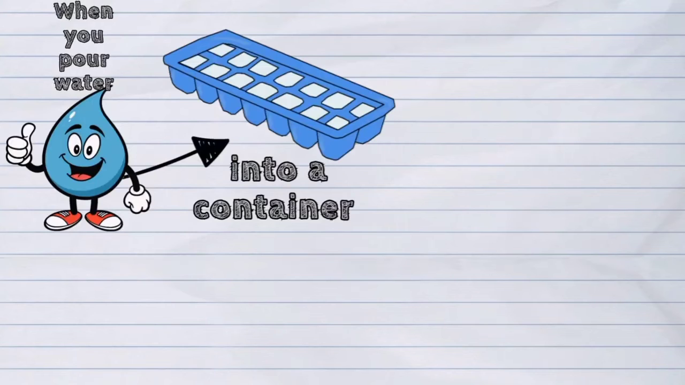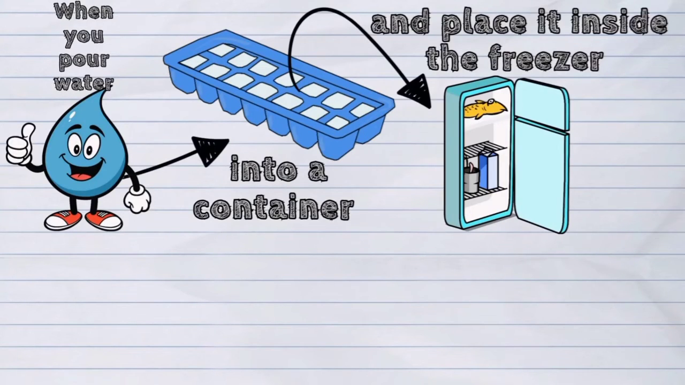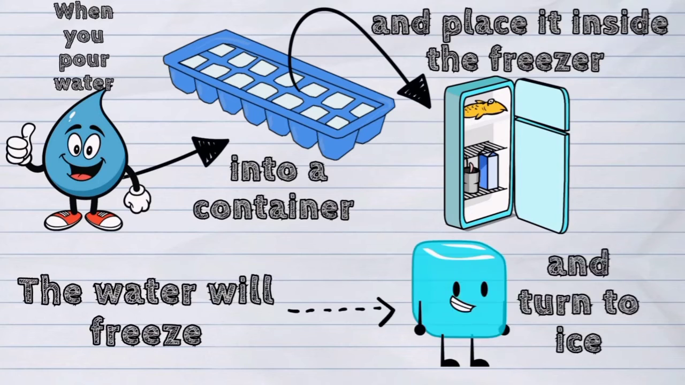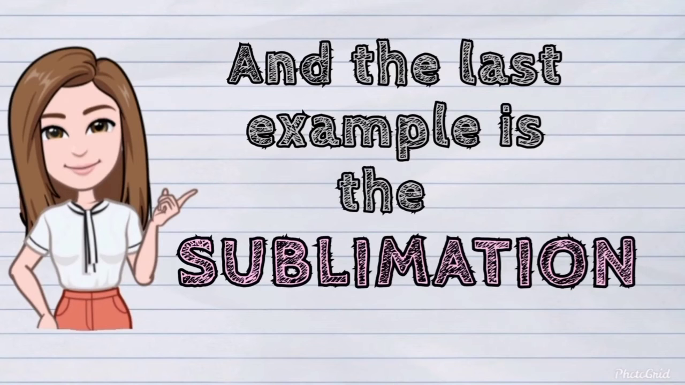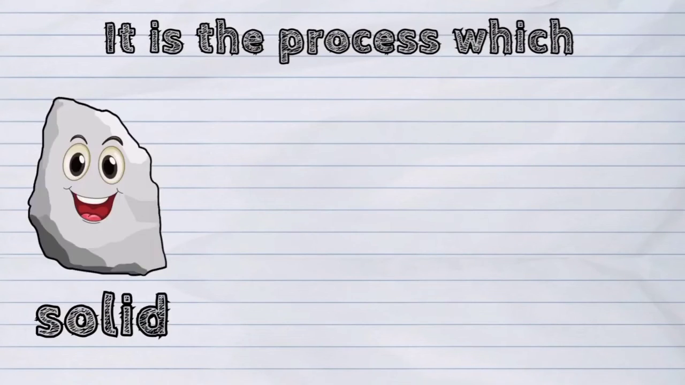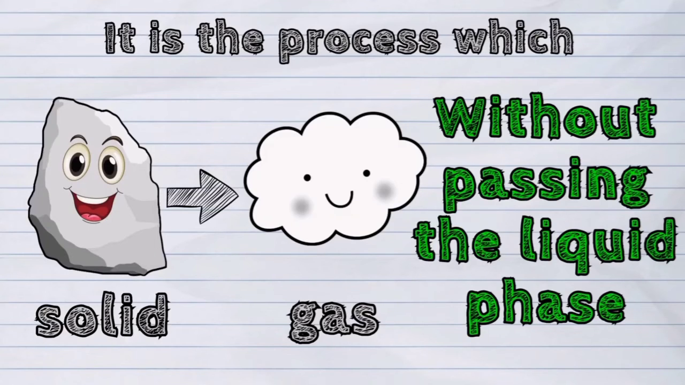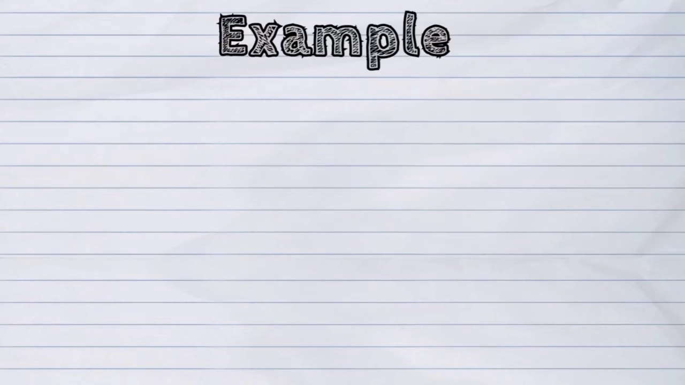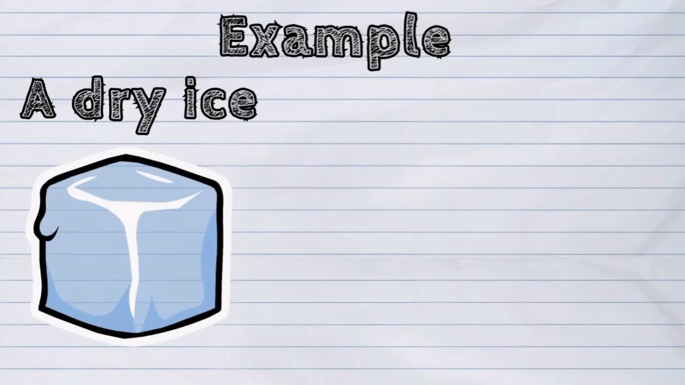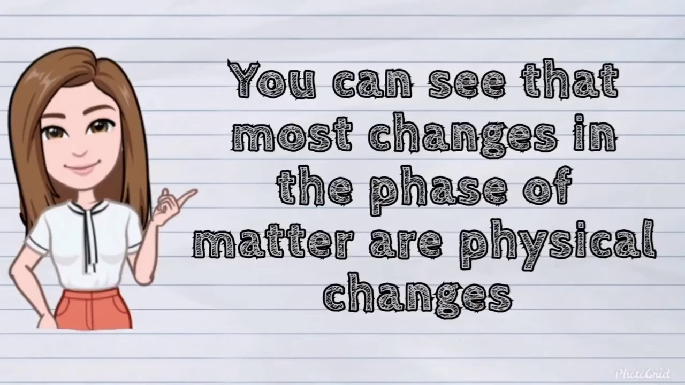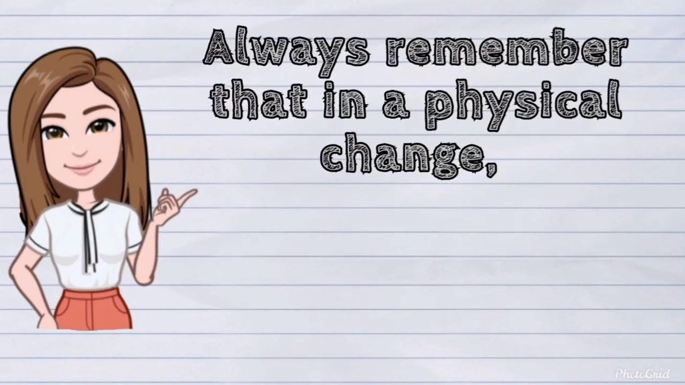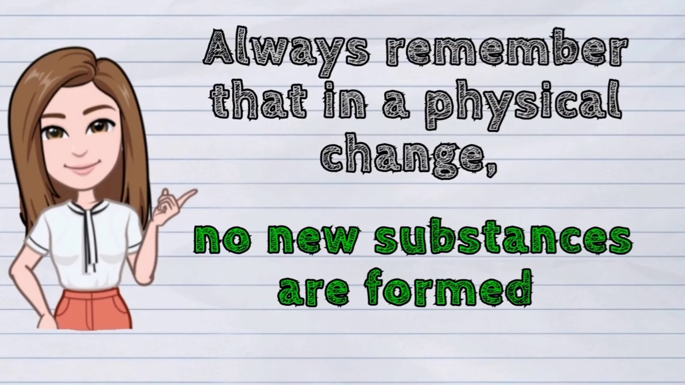When you pour water into a container and place it inside the freezer, the water will freeze and turn to ice. And the last example is sublimation. It is the process in which a solid changes into gas without passing through the liquid phase. It can be best observed when dry ice, a solid, turns into a gas. You can see that most changes in the phase of matter are physical changes. Always remember that in a physical change, no new substances are formed.